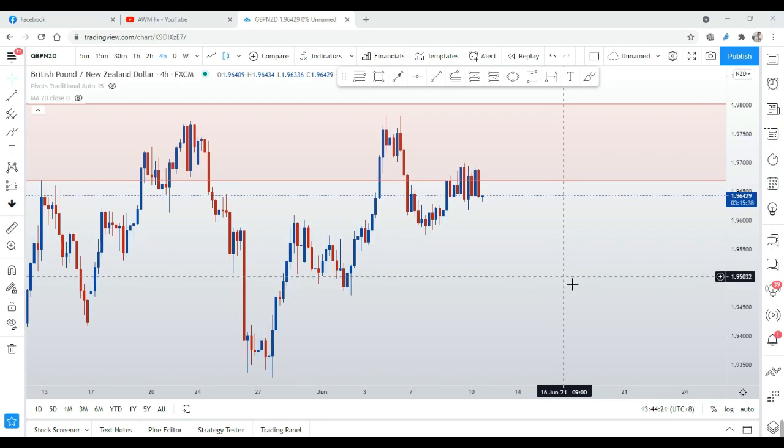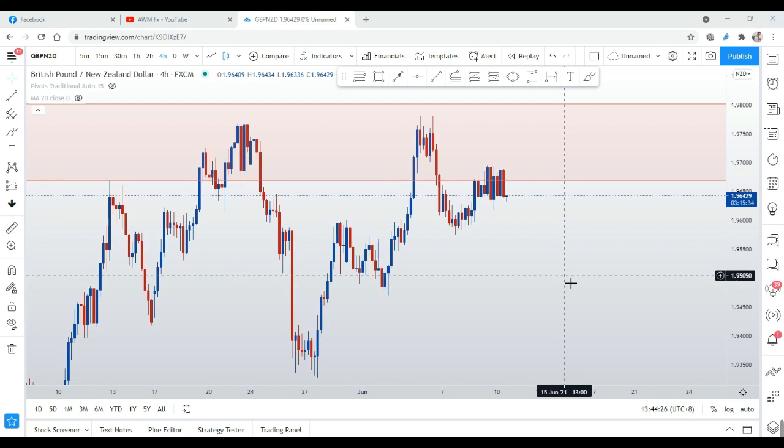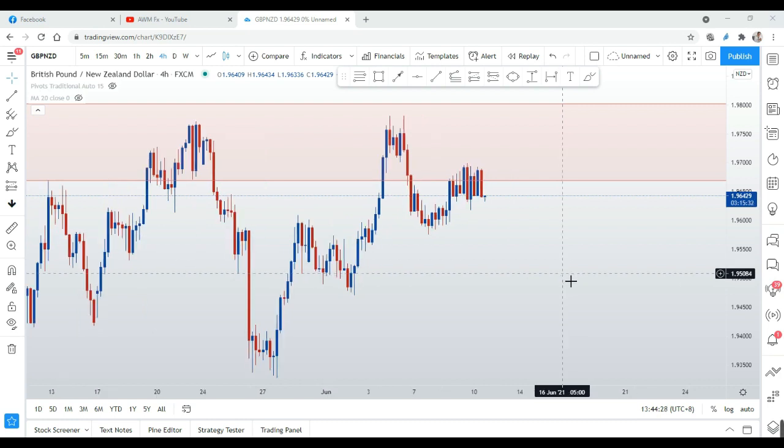So today we'll talk about RBS SPR because I saw a very nice example of an RBS SPR. Some of you might not recognize it, but anyway, let's dive into it. So now we are looking at GBP and ZD.